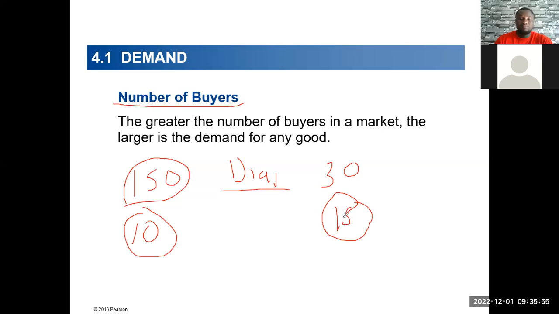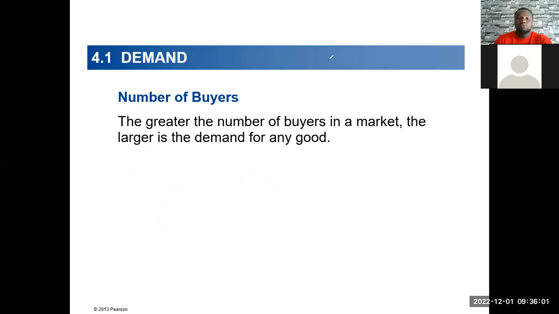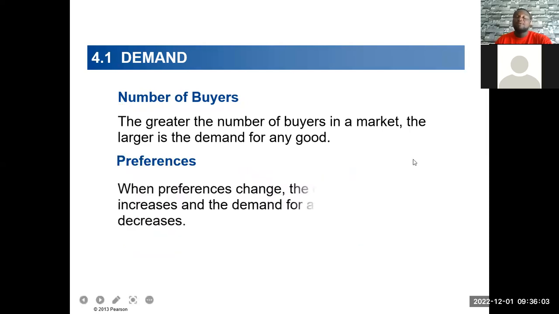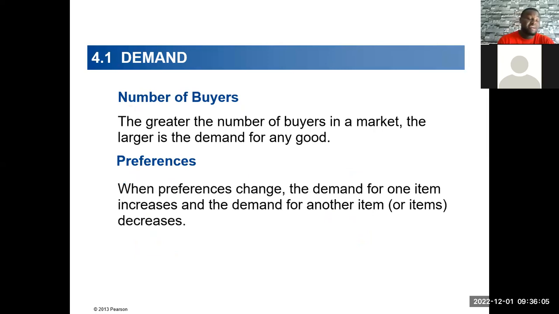So here 15 people are buying, here 10 people are buying. So this one will be higher than this one. Okay, so you take note of that as well. And then preferences. If your preference actually favor a particular good, you tend to buy more.